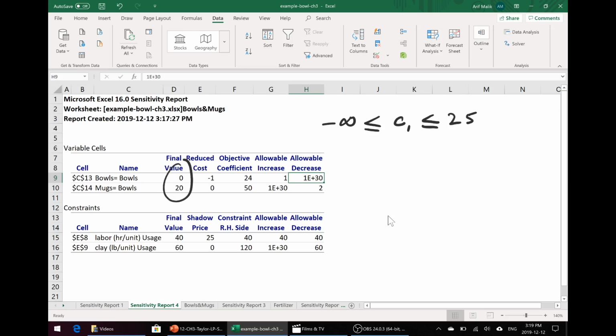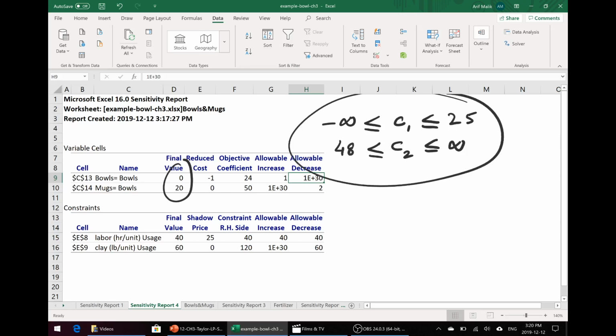And in the same way, if we look at C2 here, C2 is telling us that the allowable increase is 10 raised to power 30, which is infinity in Excel. So it is infinity here, and less or equal to 48. So within this range, this new corner point is not going to change.